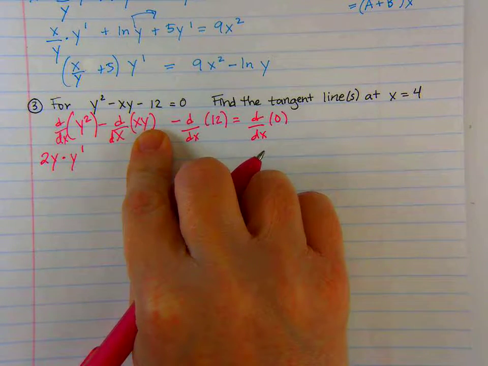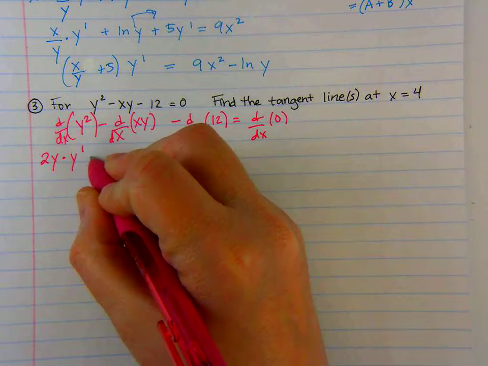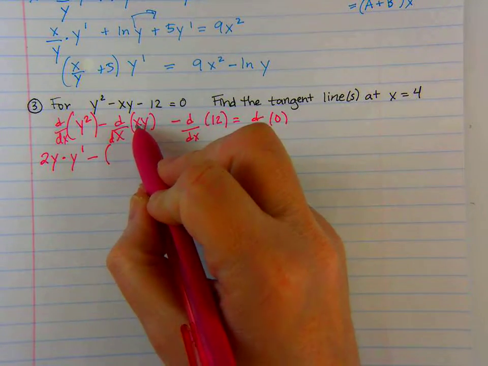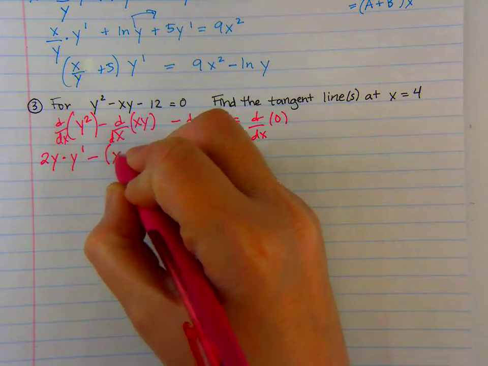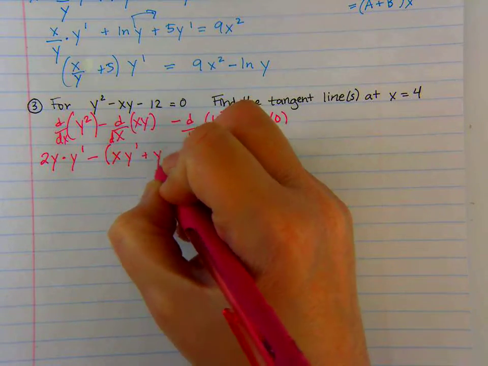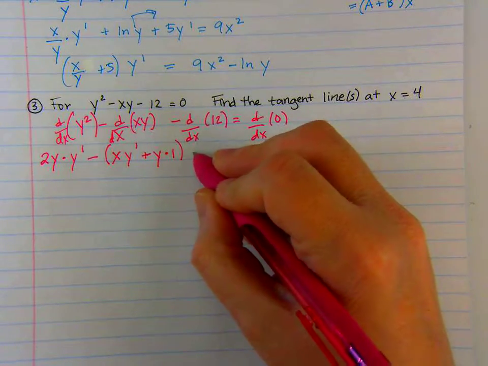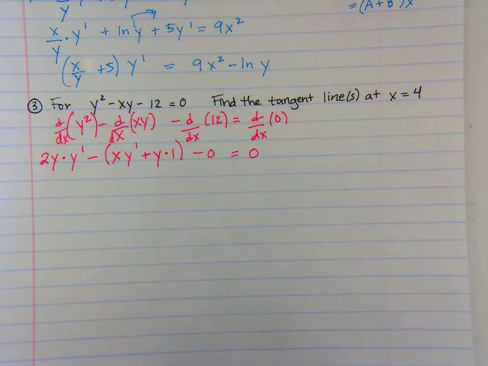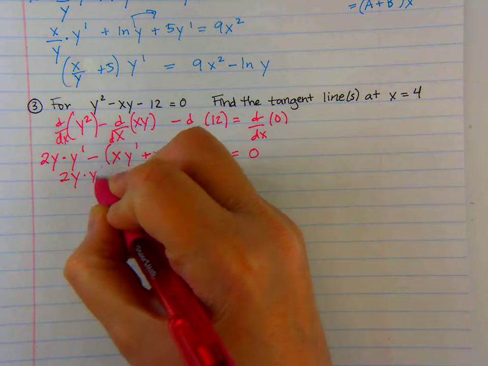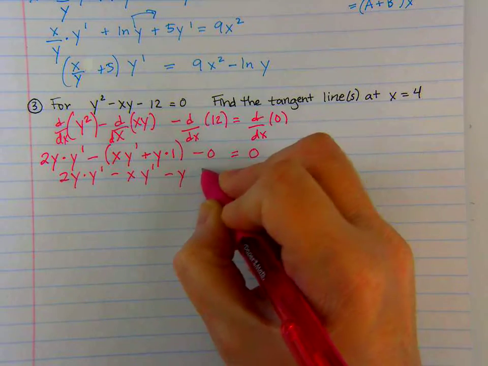Right here we have x times y. This is product rule, okay, because this is x times y as a function of x. So we'll have minus, I'm just going to put in parentheses for right now, the first function times the derivative of the second, which is y prime, plus the second, which is y, times the derivative of the first, which is just 1. Okay, and then the derivative of 12 is 0. And the derivative of 0 is 0. Okay, so just simplifying, we have 2y times y prime minus x times y prime minus y equals 0.